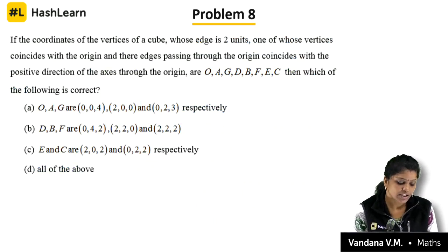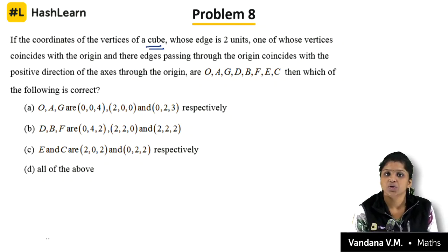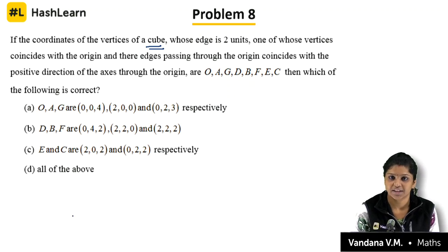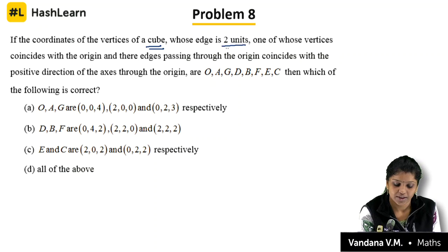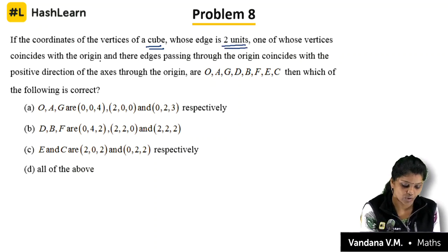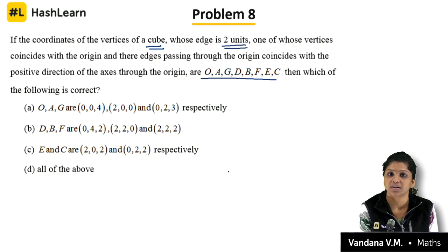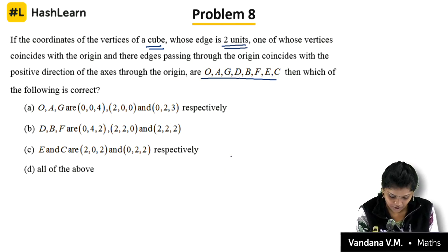If the coordinates of the vertices of a cube whose edge is 2 units, the key word is cube. Cube means what? All the edges, all the sides must be equal. So that is 2 units. One of whose vertices coincides with the origin and their edges passing through the origin coincide with all this. I want the points. So let us draw this first.